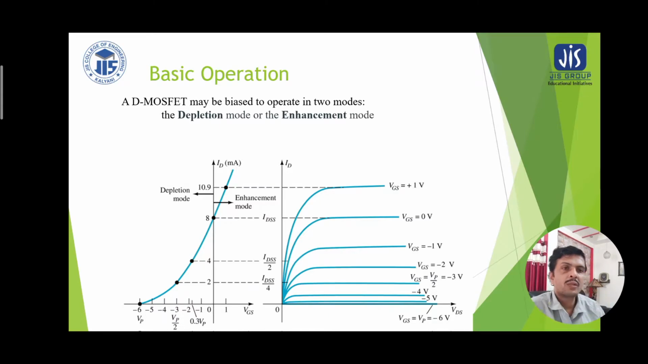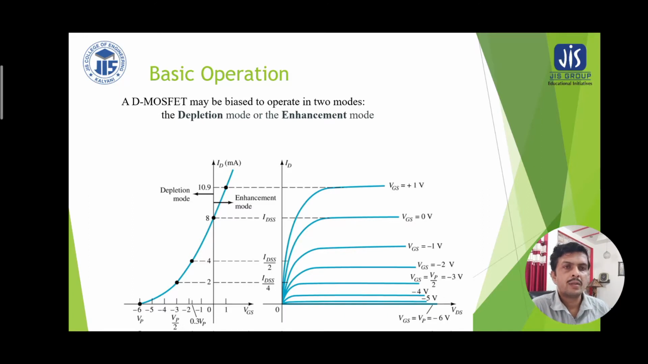At the bottom it is shown that when the pinch off voltage has reached minus 6 volt, which is the gate to source voltage, we are not getting any current through the channel, that means the channel has been fully blocked. We are telling that the channel has been pinched off. So therefore none of the current is flowing through the channel.